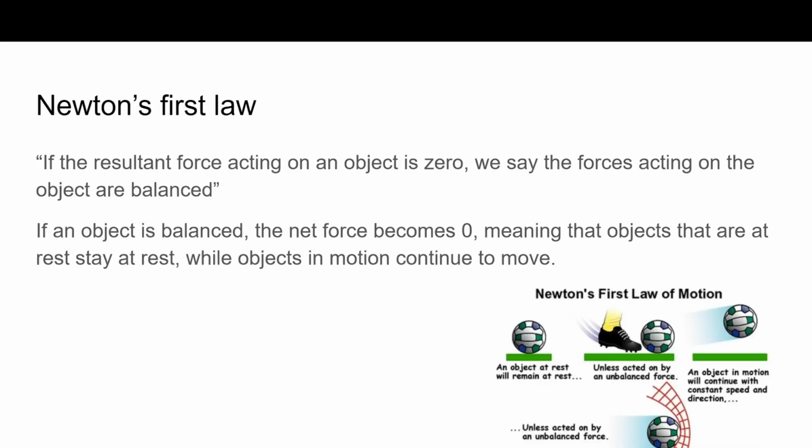Newton's first law. Newton's first law states that if the resultant force acting on an object is zero, we say the forces acting on the object are balanced. Though an object is balanced, it does not mean that the object stops moving entirely. There are two cases. Firstly, for an already stationary object, the object will remain at rest until there is a net force for it to move.